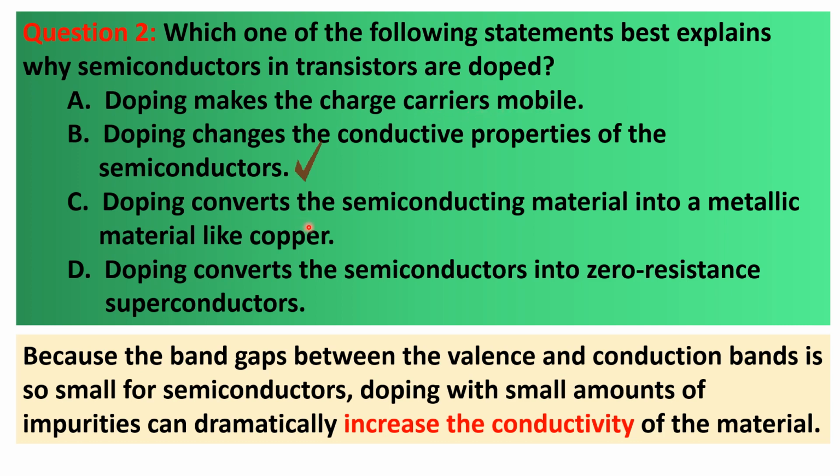Neither is it letter C. Doping converts the semiconductor material into a metallic material like copper. That does not happen. And letter D. Doping converts the semiconductors into zero resistance superconductors. The principle behind superconductors is not quite related to doping. So it's really letter B, which is the best answer for this question.